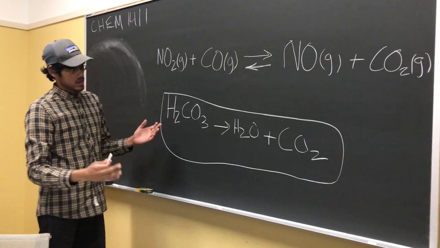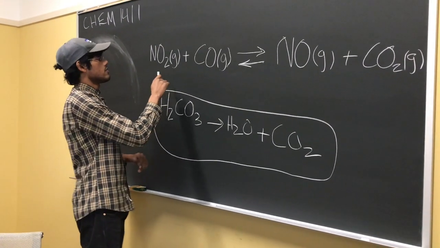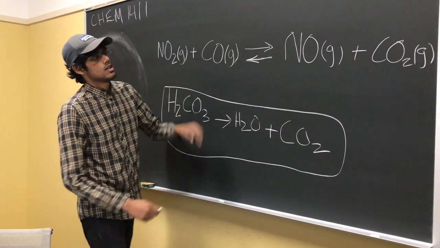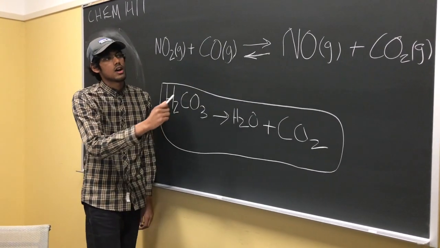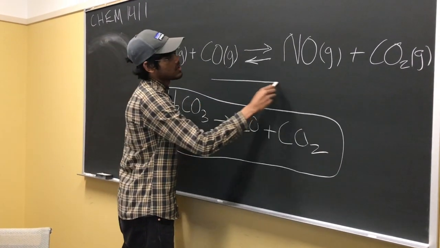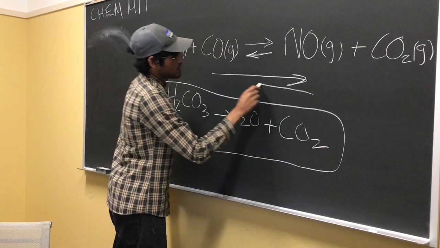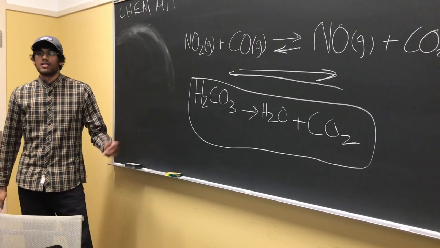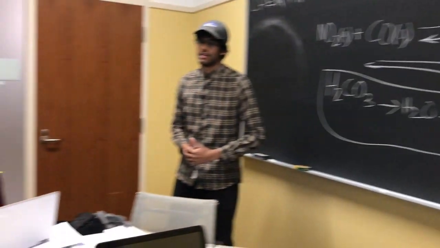And as an example that we did in class, we have nitrogen dioxide reacting with carbon monoxide to form nitrogen oxide and carbon dioxide. And both of them are going in different directions. So go ahead and think about that, class. Well, the reaction is happening in both ways, so the rates are equal and the relative concentrations do not change over time.